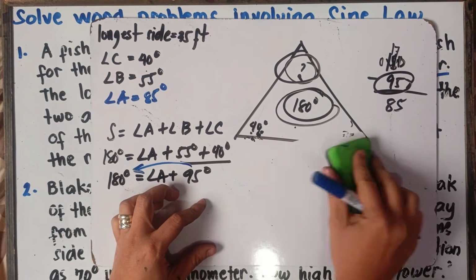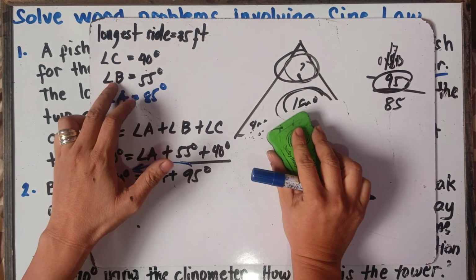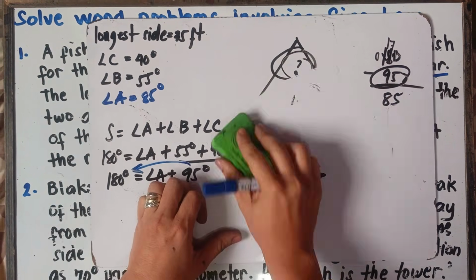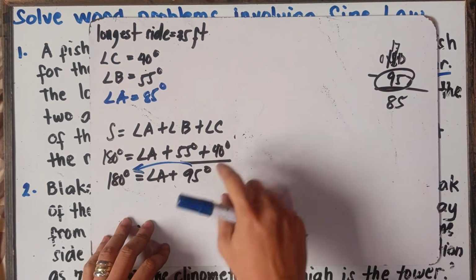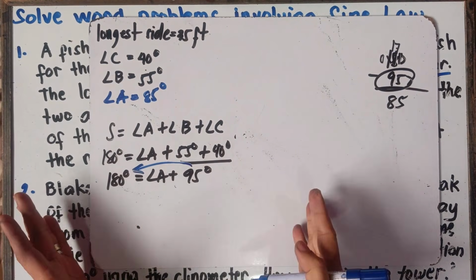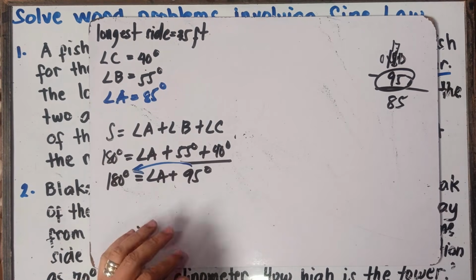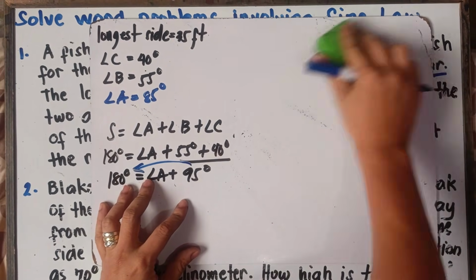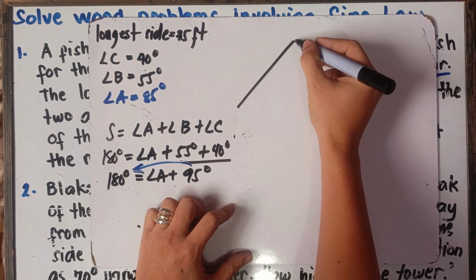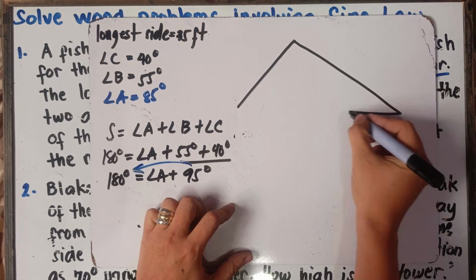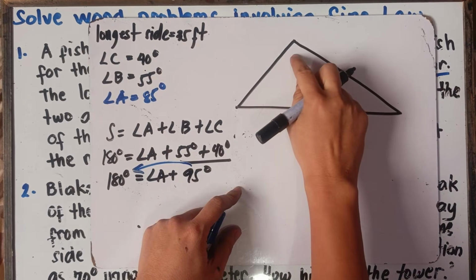Alright, so let's have our illustration because we know that angle A is greater than angle B and angle B is greater than angle C. Once again, class, this is the formula to find angle A if you want the formula. But for me, class, you can just do the basic math: add these and then subtract from 180. So let's have our illustration. 40 degrees right here, this will be 55 degrees, and this will be 85 degrees.